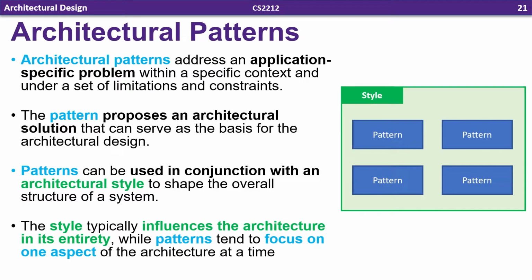We'll now briefly touch on architectural patterns. Architectural patterns address a specific architectural problem and propose a solution that's been tested and developed by best practices. These patterns are used in conjunction with architectural styles to help shape and customize the overall structure of a system. At a high level, we could consider a style to be a collection of related architectural patterns.